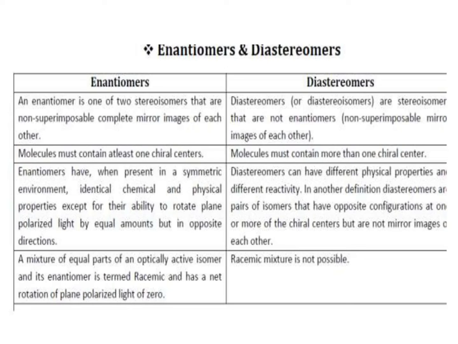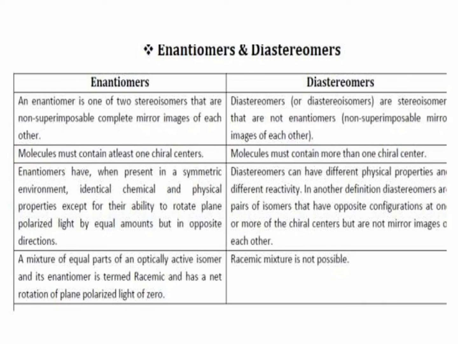Now let us see the difference between enantiomers and diastereomers. The notable 3 or 4 differences between enantiomers and diastereomers are: an enantiomer, we can say, is one of the two stereoisomers that are non-superimposable complete mirror images of each other. Whereas diastereomers are stereoisomers that are not enantiomers, that is, they are non-superimposable non-mirror images of each other. Enantiomers must contain at least one chiral center, while diastereomers must contain more than one chiral center.